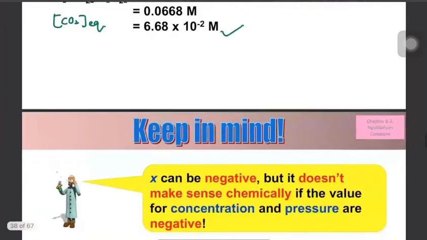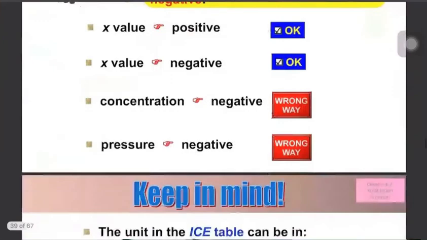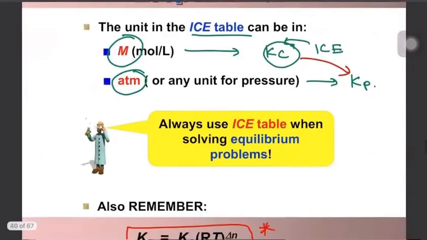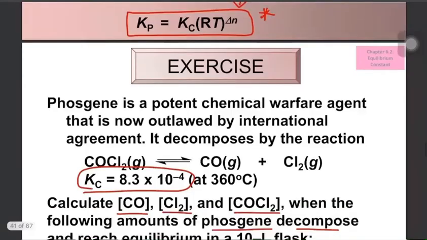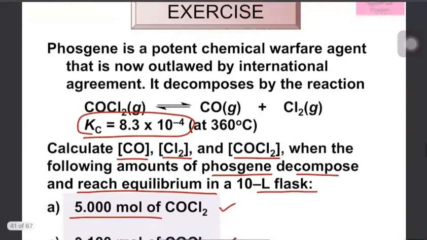So the next thing is that all this is to keep in mind. So the ICE table, I've already talked to you, and I have already told you that you can also equate Kc and Kp using this equation. So this is the next equation over here, next question.